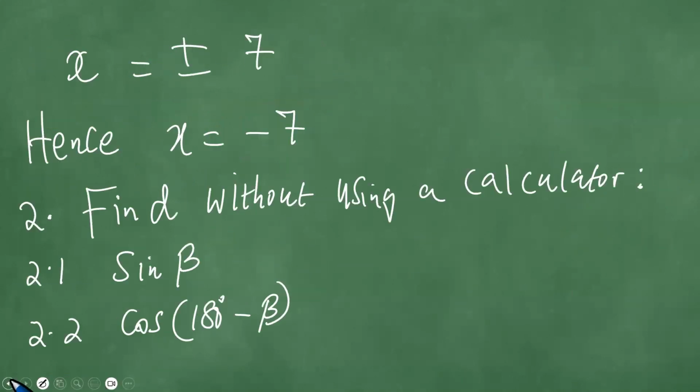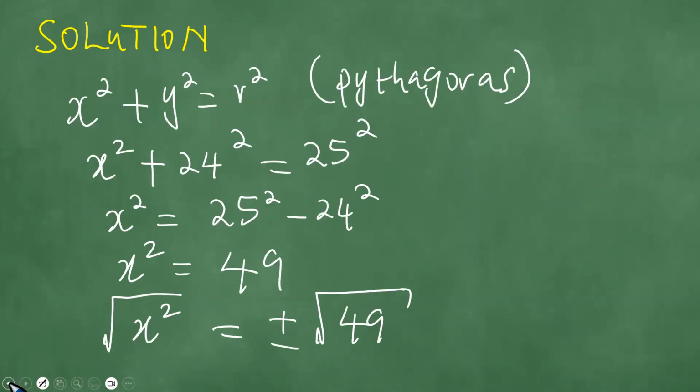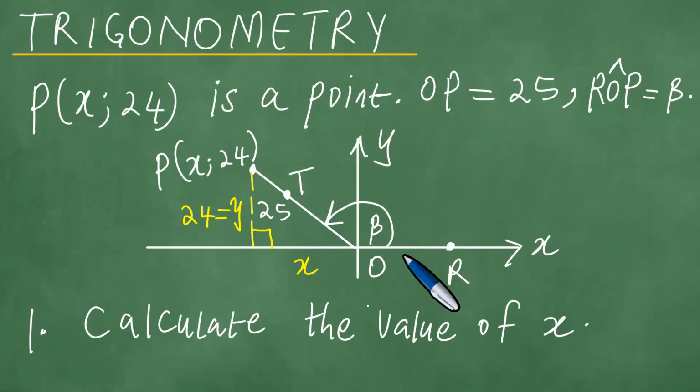And what is the tangent of beta? From the diagram, what is the tangent of beta? Anyone? Because you already know that x is minus 7. So from the diagram, what is the tangent of beta? Anyone? It is 24 over minus 7.